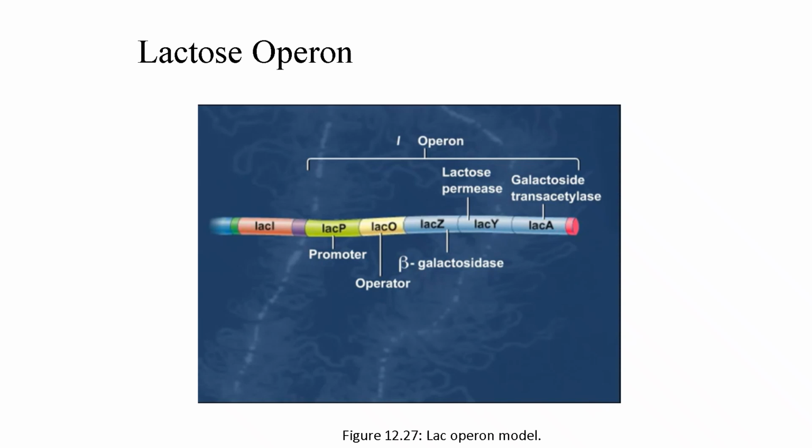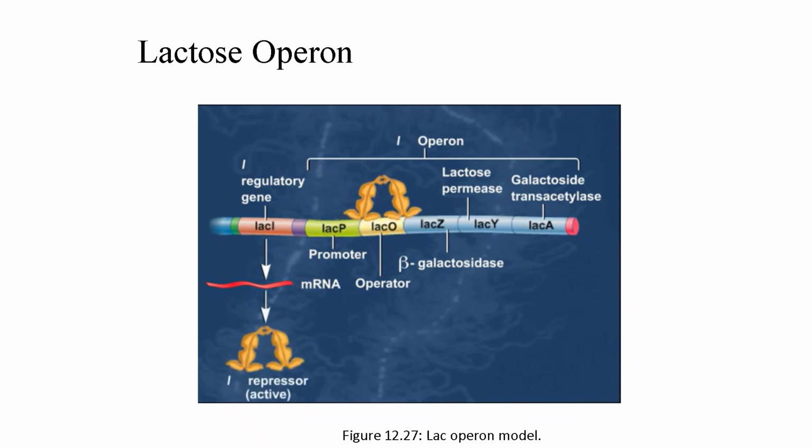Located near but not in tandem with the lac region is the LAC-I regulatory gene that codes for an mRNA that is translated to produce a protein referred to as the lac repressor. In the absence of lactose inside the cell, the lac repressor protein is active. In its active state, the lac repressor recognizes and binds to the lac operator site. When the lac repressor is bound to the lac operator site, RNA polymerase is prohibited from recognizing the lac promoter, and the LAC-Z, LAC-Y, and LAC-A genes are not transcribed.